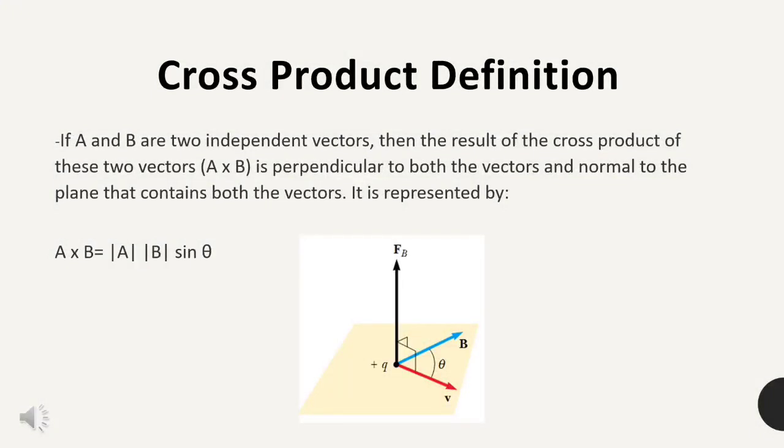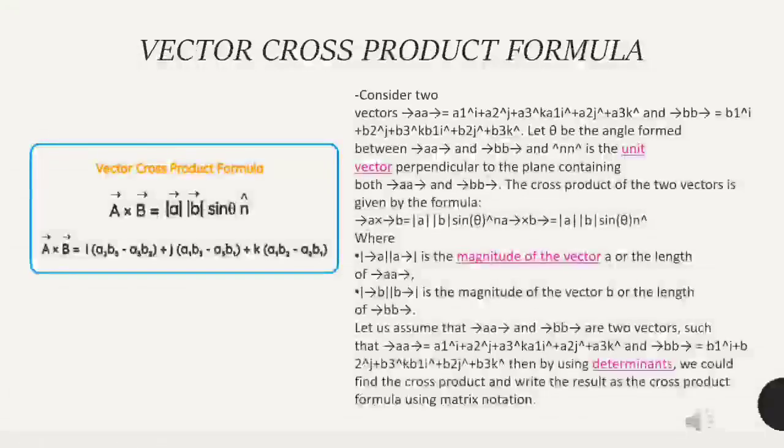Next, cross product definition. If A and B are two independent vectors, then the result of the cross product of these two vectors, A times B, is perpendicular to both vectors and normal to the plane that contains both of the vectors. It is represented by A times B equals AB sin theta. Okay, this is a vector cross product formula.